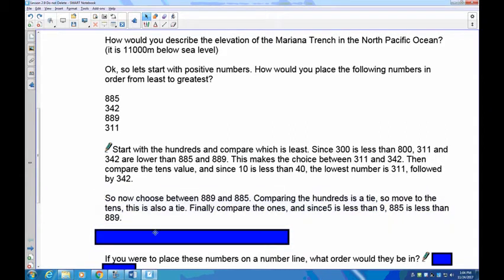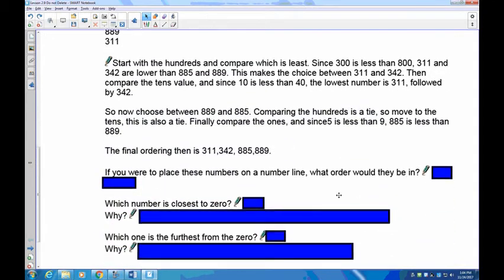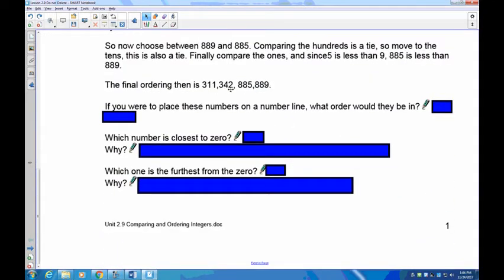So if you take a look at the final listing, you've got 311, 342, 885, and 889. Now, if you were to put these numbers on a number line, with 0 on the left, as you go along, you're going to encounter 311. You're going to go a little bit further, 320, 330, and then you're in the 340s. You hit 342. Then you go a long way until you get to the 800s, and then you're going to hit 885 and 889. So on the number line, they're going to be in the same order. They're just going to be spread out a little bit.